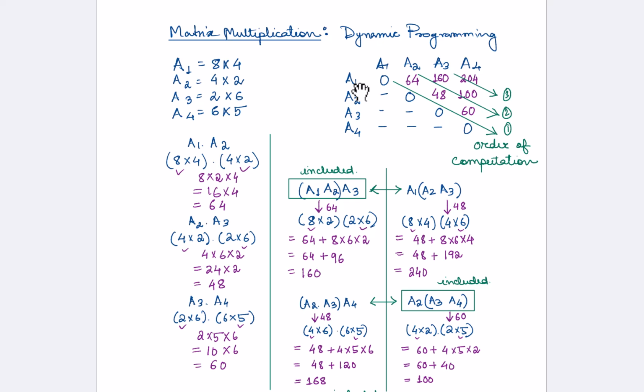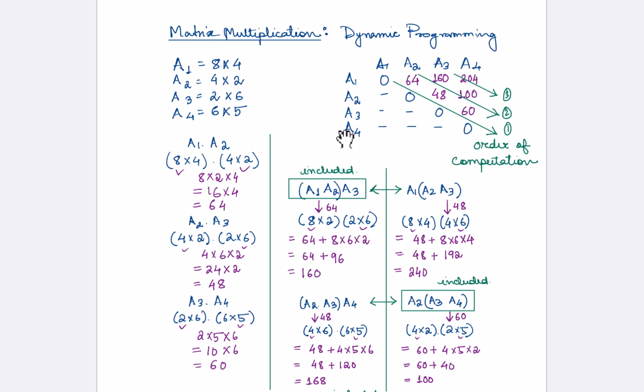Now if we multiply a matrix with itself, then we have a 0 here. That means we don't require this type of calculations. We don't need to multiply one matrix with itself. Okay, so the left diagonal that we have has all the values 0, so 0 0 0 0.